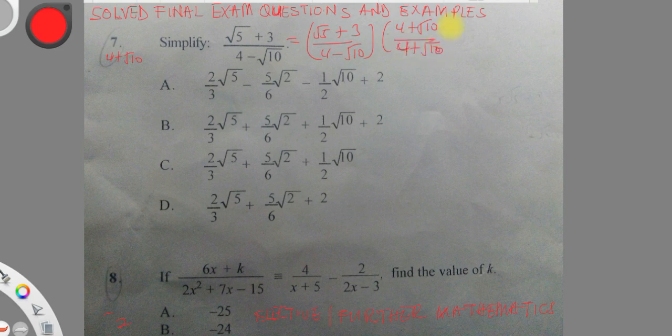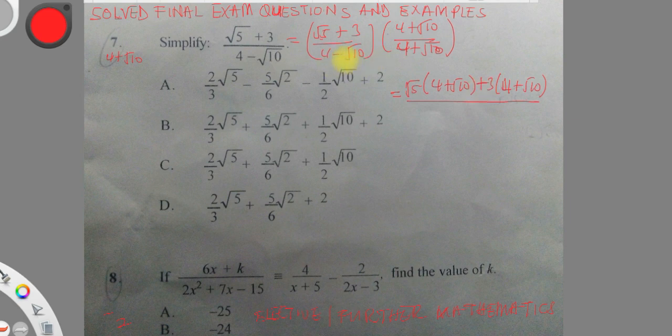Okay? So this is what you get. Don't forget the denominator. The numerator will go and multiply the whole thing: square root of 5 will multiply the whole thing, and then 3 will also multiply. So we have to expand. Square root of 5 is multiplying 4 plus square root of 10, and after that, the positive 3 is also multiplying 4 plus square root of 10. So this is what you have, all over the denominator.